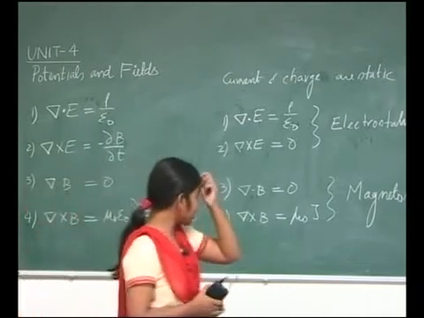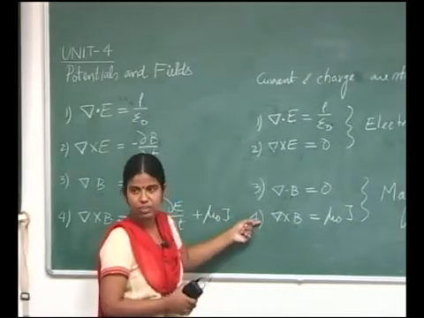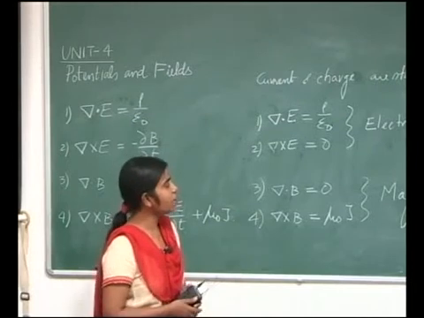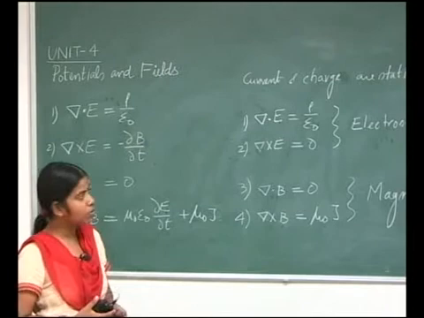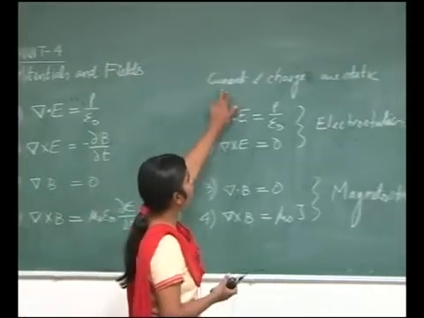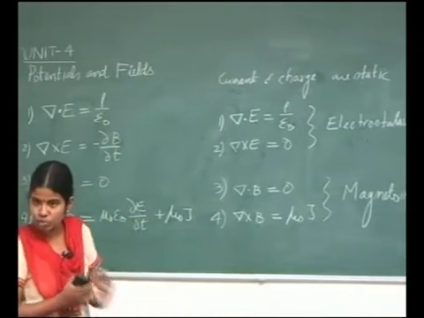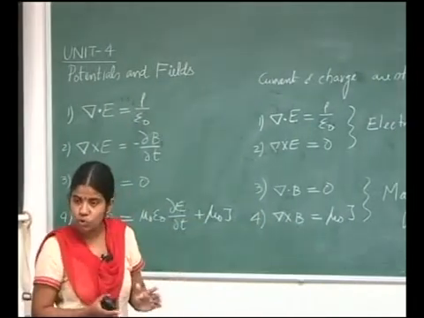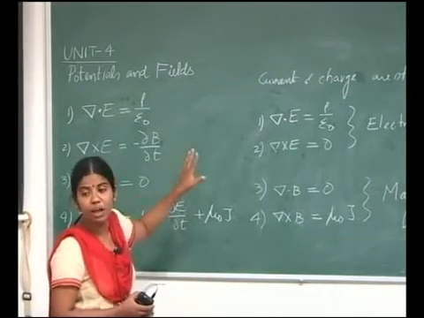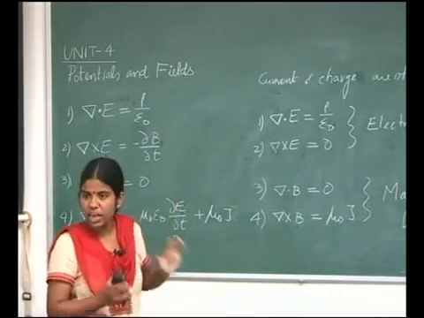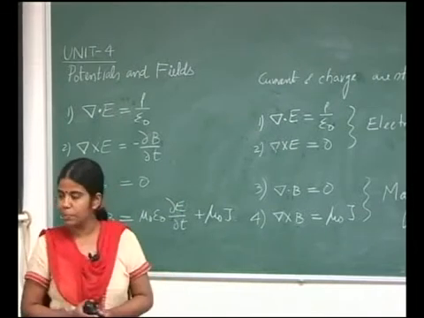So, now it means we will start with electrostatics, and then we will go to magnetostatics. If I want to start with electrostatics, what I will do is, because I know current and charge are static, they are not going to change, they are not going to move, I will assume a situation where charges are completely specified. The location or the distribution of charges in a given space is completely specified.